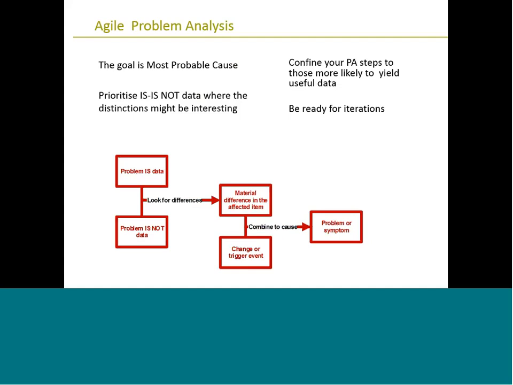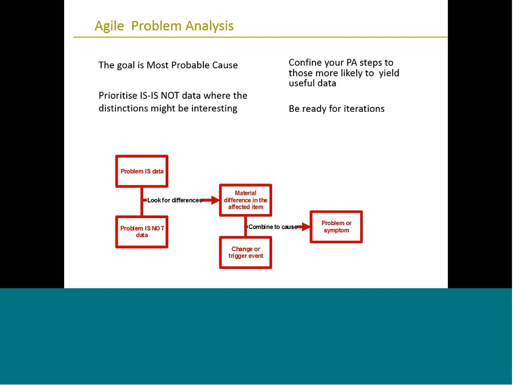So one way to make it a lot faster is to prioritize is and is not data. Some of you might remember the 15-minute spec, which is relevant to this. But really think about where the distinctions might be interesting and confine your PA steps to those more likely to yield useful data. So really think, okay, which is and is not do I really want given the problem statement that we're seeing? So we actually look for the first packet of problem is data and is matching is not.